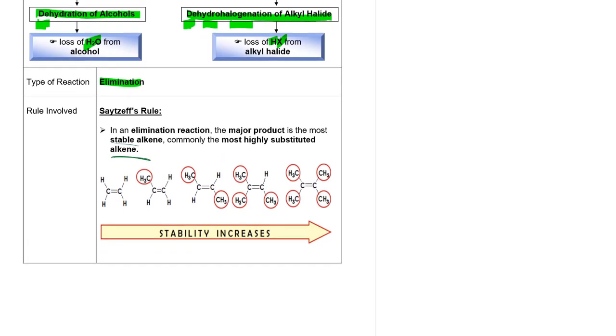In order to determine the major product, we will use Zaitsev's rule. In an elimination reaction, the major product is the most stable alkene, commonly the most highly substituted alkene. How do we determine the most highly substituted alkene? We look at the carbon-carbon double bond. This one has only one alkyl group attached, this one 2, this one 3, this one 4. The more alkyl groups attached to the carbon-carbon double bond, the more stable the major product.